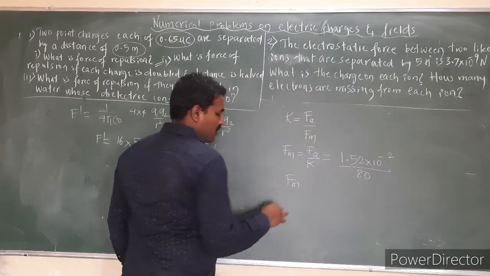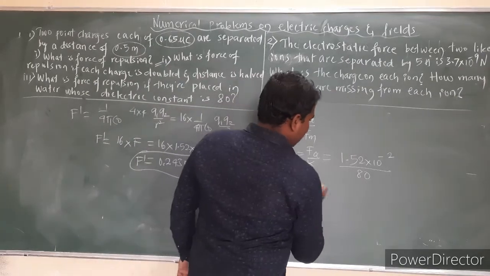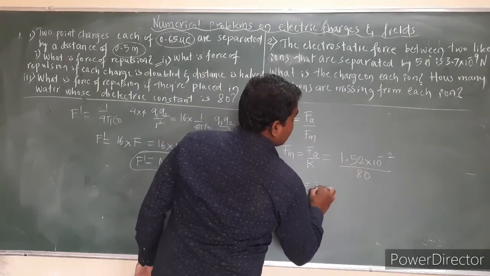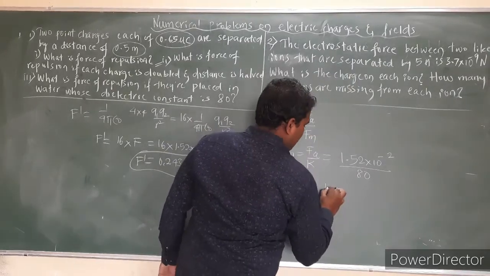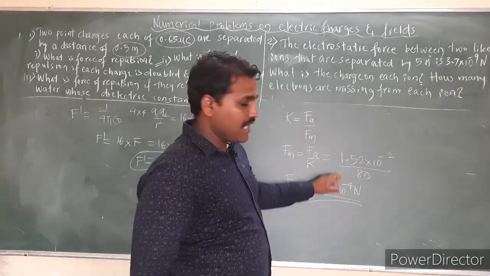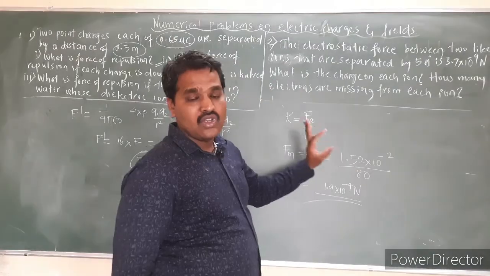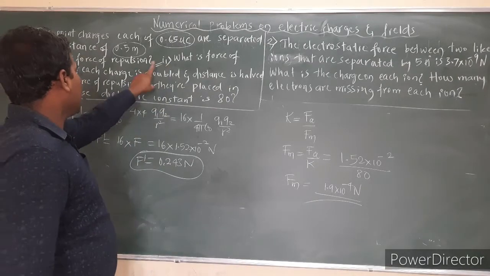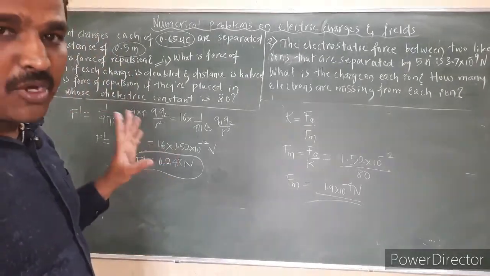So the electrostatic force of repulsion when the same charges are placed in water is calculated as 1.52 × 10^-2 divided by 80. So that is equal to 1.9 × 10^-4 newtons. Just calculate this value and verify the answer here. So that comes out to be 1.9 × 10^-4 newtons. Okay, so all parts we have solved. This is part 1, part 2 as well as part 3 we have completed. So that is the solution for our first problem.